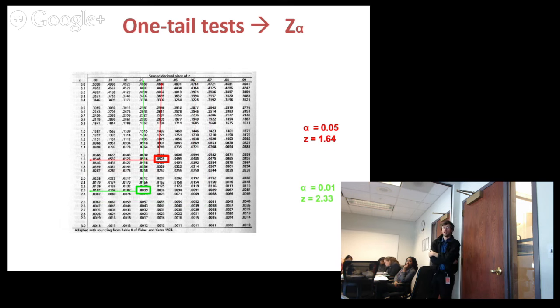So for a one-tailed test, that's the case of less than or greater than. If that's the case, at the 95% confidence level, your z alpha value is going to be 1.645 or 1.644. So if you use 1.64, you're fine.